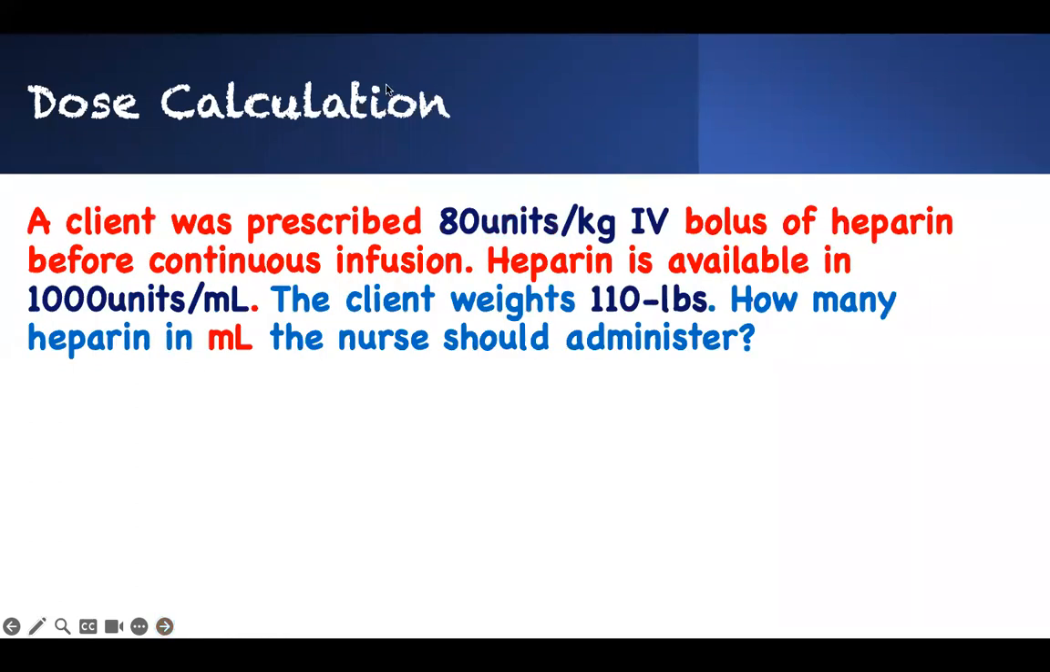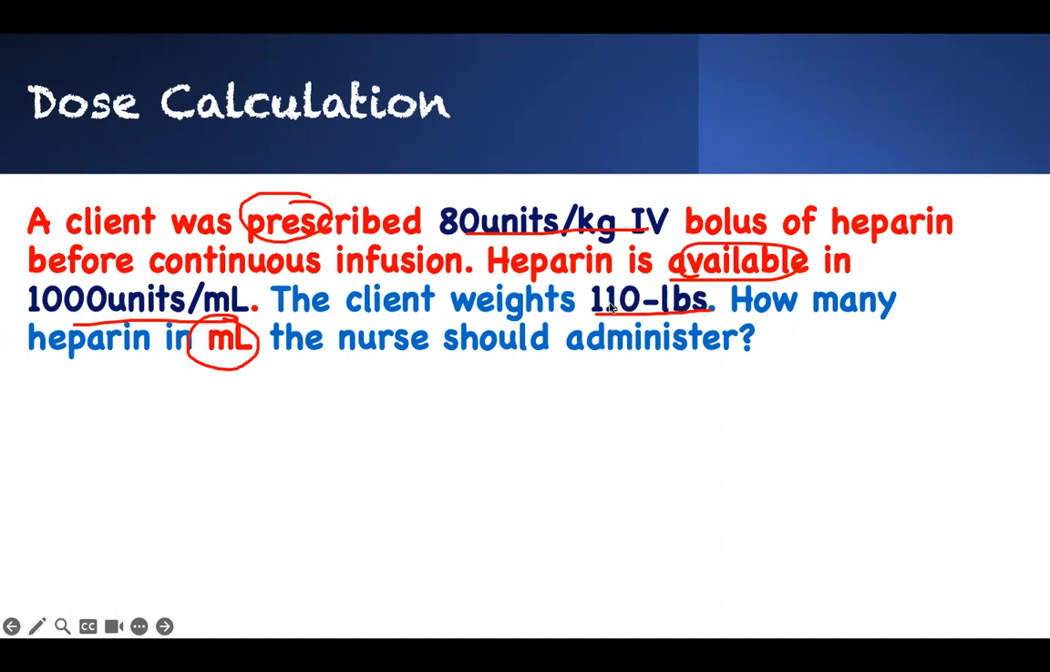Different flavors, but the same strategy. A client was prescribed, this one I give you the buzzword, prescribed 80 units per kilo IV bolus of heparin before continuous infusion. Heparin is available in 1,000 units per ml. The client weighs 110 pounds. How many ml of heparin? I've told you, I just need the volume the nurse should administer.